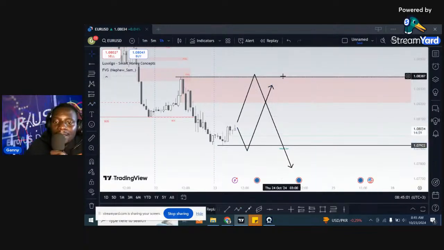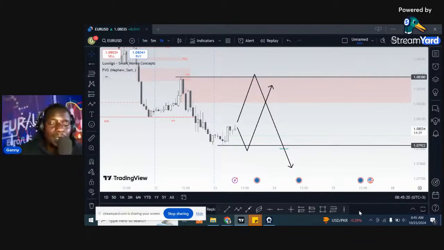So basically, these are the two key levels that I'm going to follow. Level number one is this right here at 1.08380. Then the other level is this right here at 1.07922. Those are the two key levels that I'm going to be intently looking at. Once price gets to either of these two levels, definitely I'll be striking right there and then.